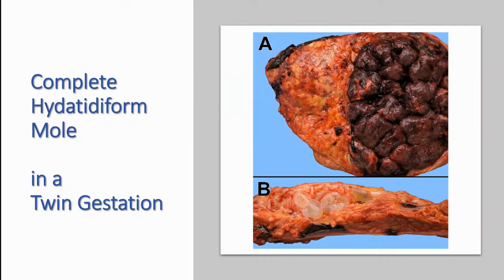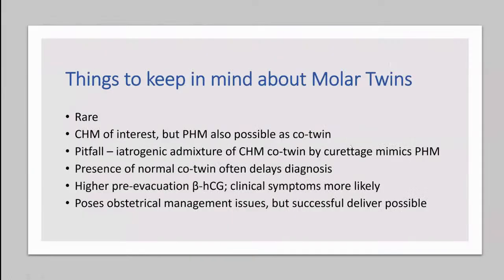The other diagnostic possibility to keep in mind is complete moles in twin gestation. And this is an example of sort of Murphy's Law. Here's an early third trimester placenta. The normal co-twin is over here. We're looking at the placenta from the maternal surface and in cross-section. And you can see the delineation between the normal placenta and the molar co-twin's placenta, and it has the typical swollen villi. It's easy to recognize when you have the whole thing like this, but there's some things to keep in mind about this. First of all, it's rare, so we don't think about it when it does come up.